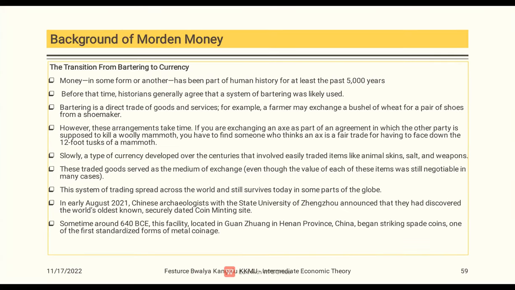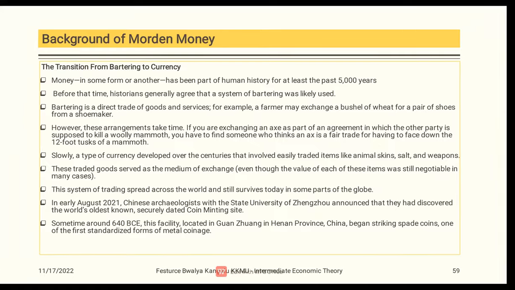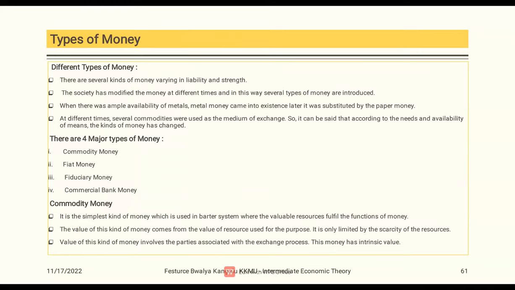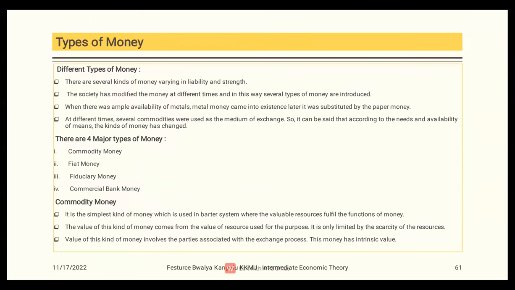Then that was the first stage, the stage of barter system. Then with time, there came commodity money. What used to happen after some time, after the barter system, is people started giving value to some commodities, and they used them for trade.